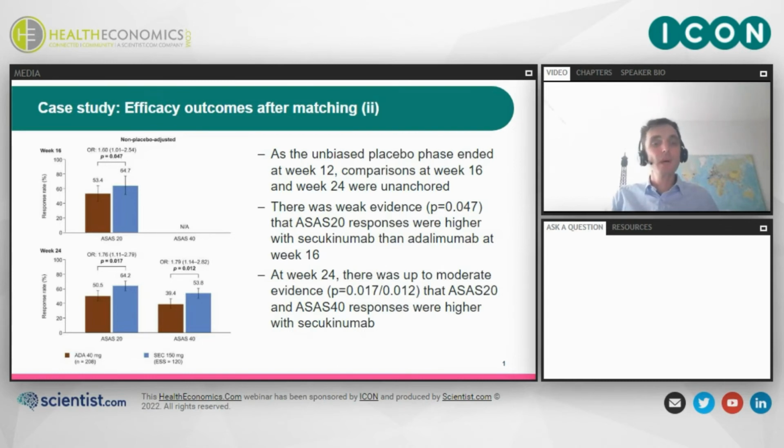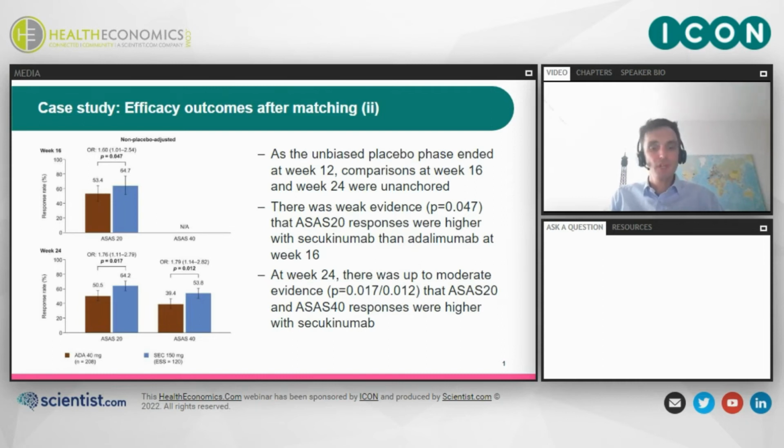As the unbiased placebo phase in these trials actually ended at week 12, comparisons at later time points, that is at week 16 and week 24, were unanchored. And the results of this unanchored comparison show that there was weak evidence that ASAS20 responses were higher with secukinumab than adalimumab at week 16. And similarly, at week 24, there was up to moderate evidence that ASAS20 and ASAS40 responses were higher with secukinumab.